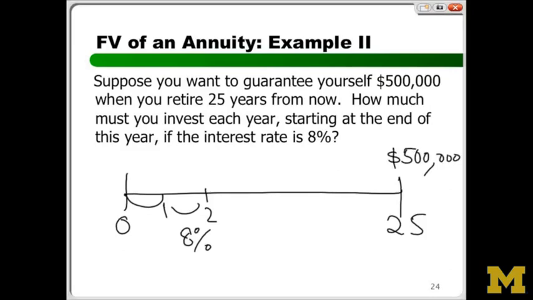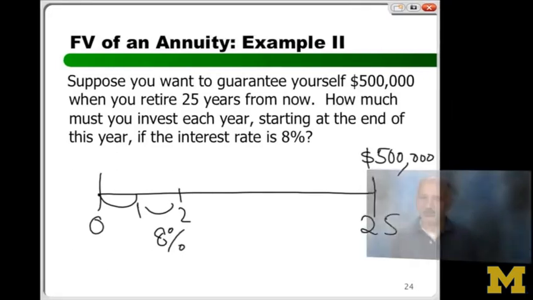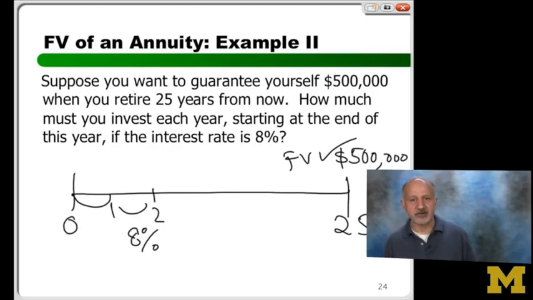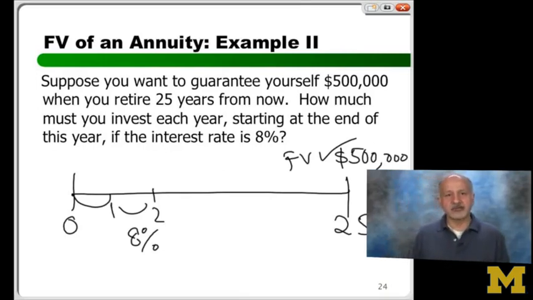Right? So, just let's pause. Like last time, I jumped straight into PMT, knowing that it's a PMT problem. But it's not the kind of problem that dictates what you're looking for. It is what information you need to be answered. So here, I know future value. So the question being asked is, suppose you want $500,000 when you retire 25 years from now. How much must you invest each year, starting at the end of this year, if the interest rate is 8%.